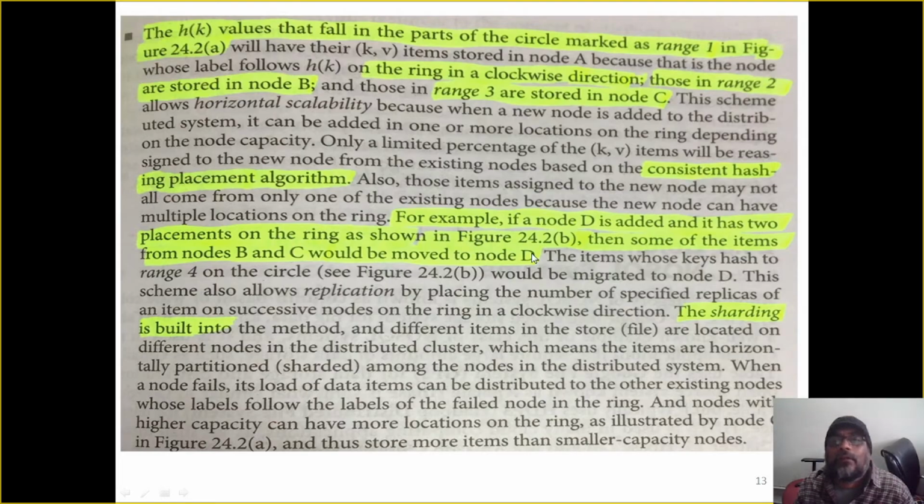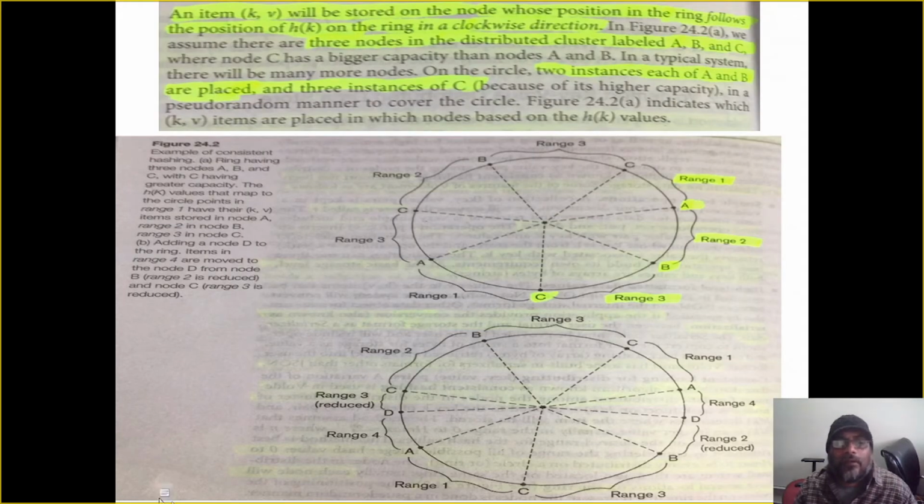This scheme also allowed replication by placing the number of specified replicas of an item. Something I left, I start from here. For example, if node D is added and it has two placements on the ring as shown in figure B, then some of the items from node B and C would be moved to D, B and C.